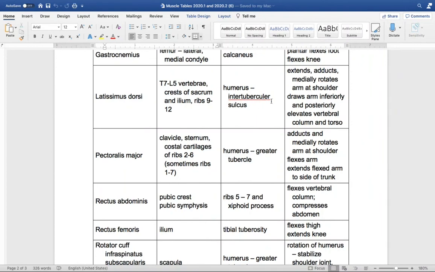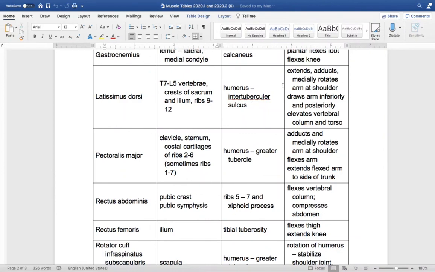The intertubercular sulcus is not one of the bone markings that we learned. However, I want you all to recall that we have a greater tubercle and a lesser tubercle on the humerus. The intertubercular sulcus is the little groove that's found between the lesser tubercle and the greater tubercle. This attachment is almost in the same exact place as the pectoralis major and the rotator cuff muscles. The Latissimus dorsi muscle will actually course under the arm and attach to the anterior side of the humerus.